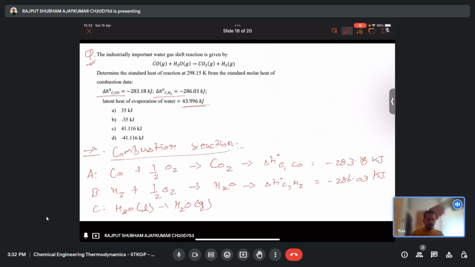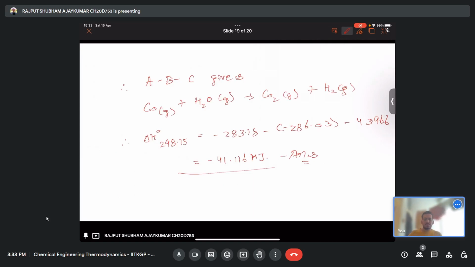Okay, so what we have done is we have taken the standard molar heat of combustion data of carbon monoxide and hydrogen, and then the latent heat for the water, and we found the standard heat of reaction at 298 Kelvin, that is at room temperature. So the correct answer turns out to be minus 41.116 kilojoules, that is negative. Okay, so this sums up the week 11 content, and this is what I have for this week.